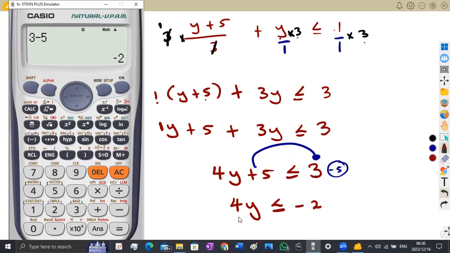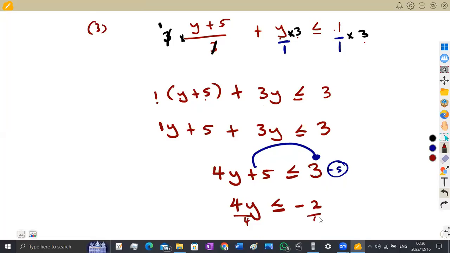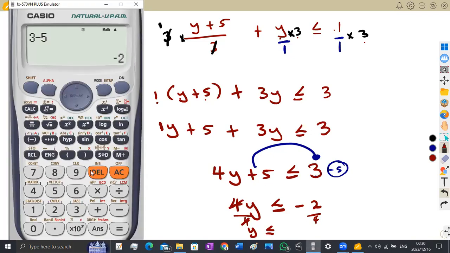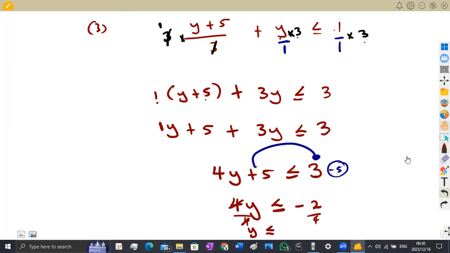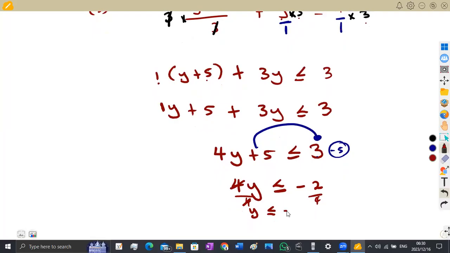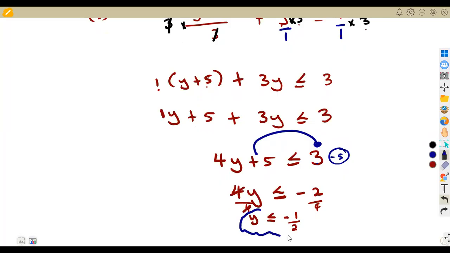So to find the value of y, you're going to divide by 4, and we are dividing by a positive. This does not affect our inequality sign if we divide by a positive, all right? So that's negative 2 divided by 4, and that will be a negative half. So that means in this case, y is less than or equal to a minus half, which is minus 1 over 2. That is going to be our solution: y is less than or equal to minus half.